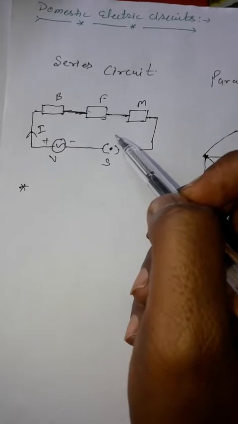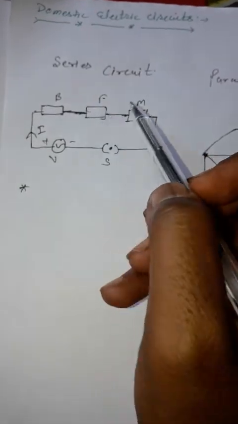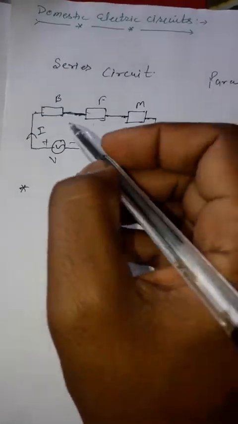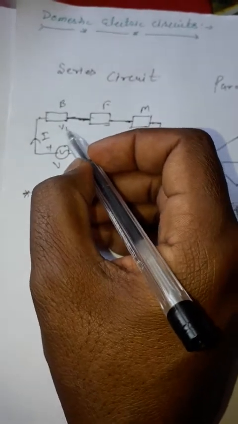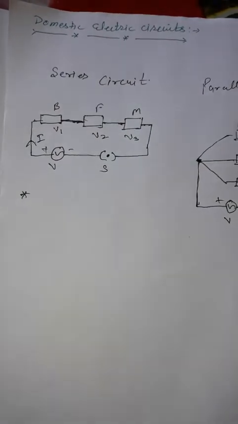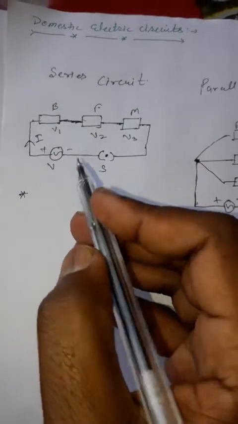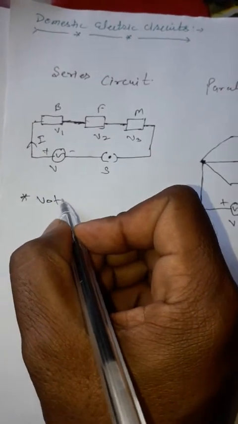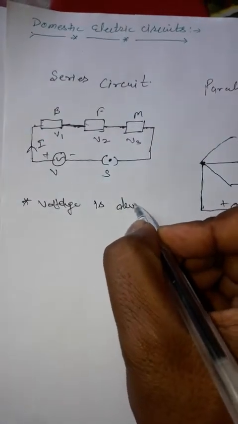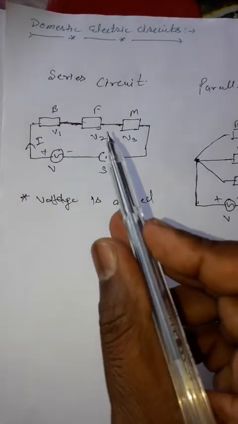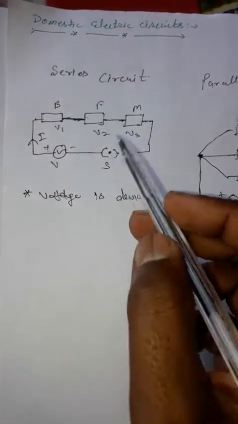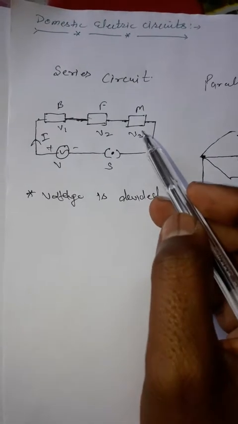But as the resistances of the bulb, fan, and motor are different, the voltages across the devices are different. We can say the voltage across the bulb is V1, the voltage across the fan is V2, and the voltage across the motor is V3. So it is clear that in the series circuit the voltage is divided across each of the components, and hence there are some components which cannot operate at this voltage.